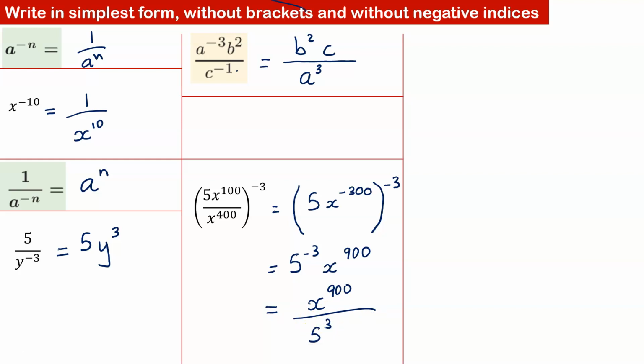Depending how the question is asked, if it said express your answers in index form, that's how you'd leave it. We can go an extra step. We could write it as x to the 900 over, what's 5 cubed? That's 125. Okay, please ignore that bit there.